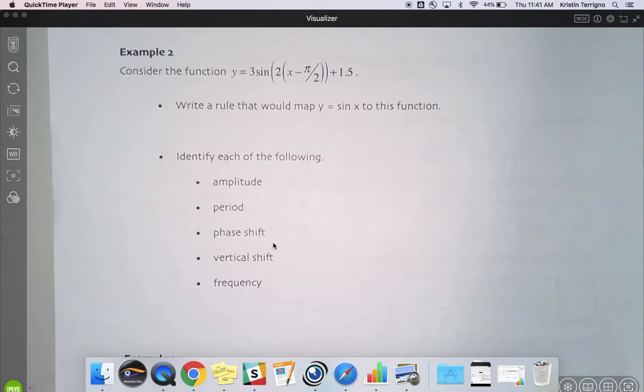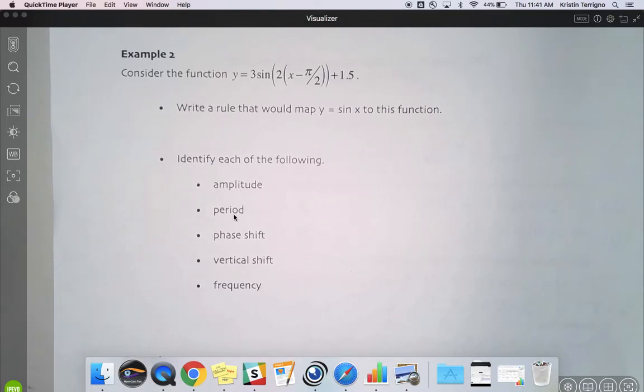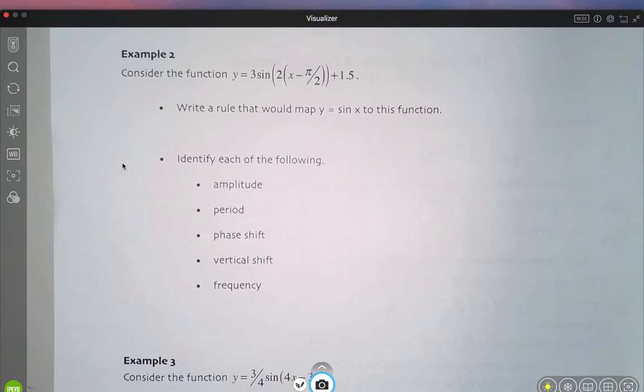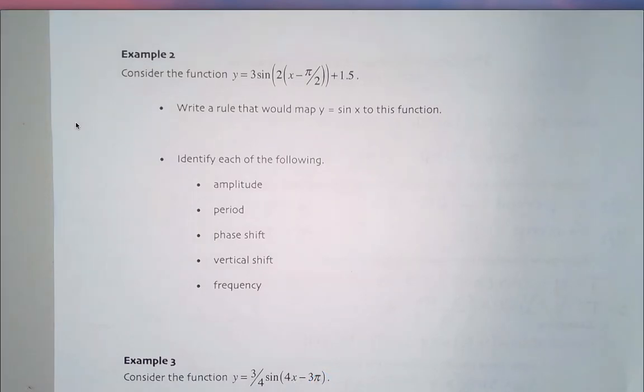Hello again. So this is the continuation of lesson 4.9 for Algebra 2. This video is going to cover examples 2 and 3. Again, we're looking at composite transformations on trig functions, so doing the vertical shifts, the phase shifts, the amplitude and the period, doing all of those things at the same time.